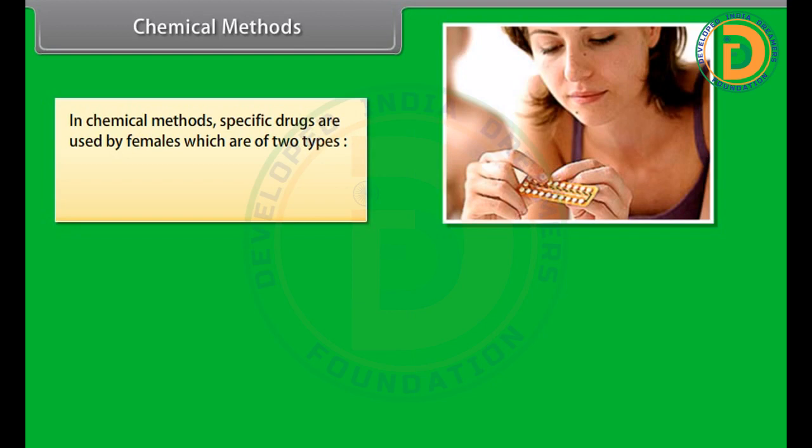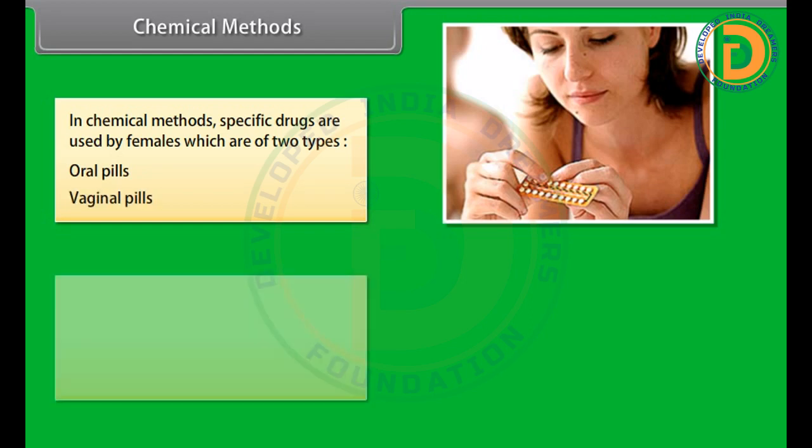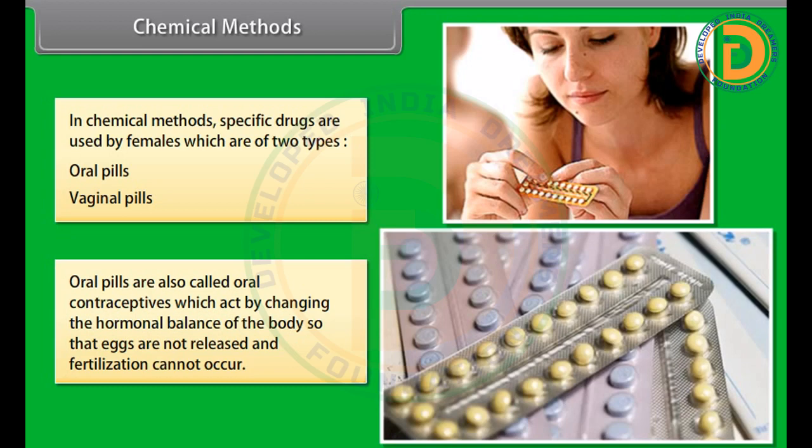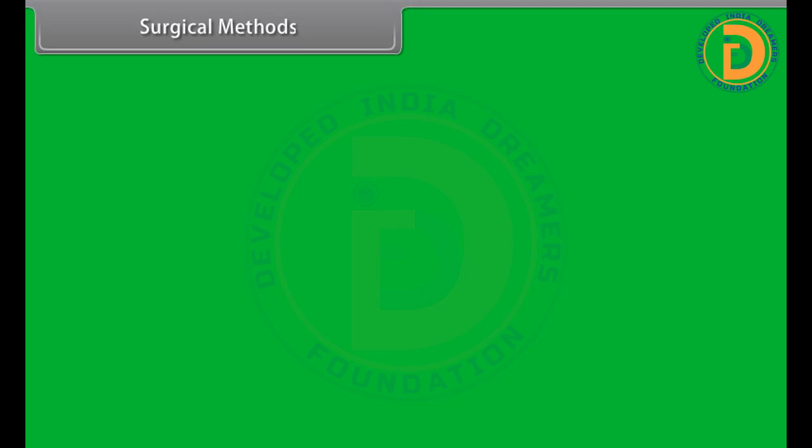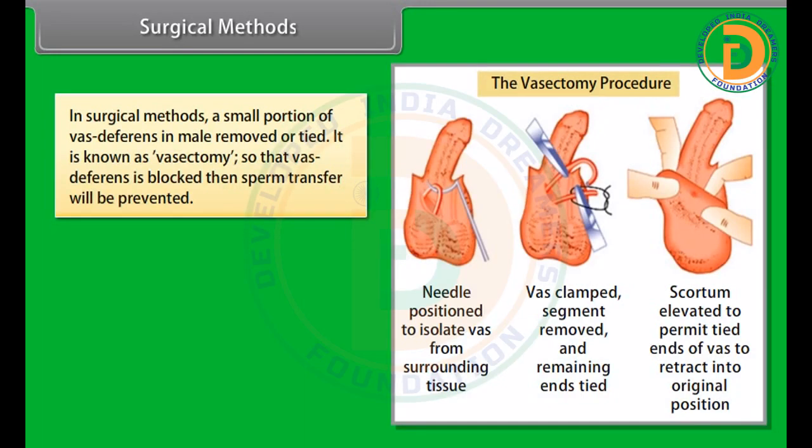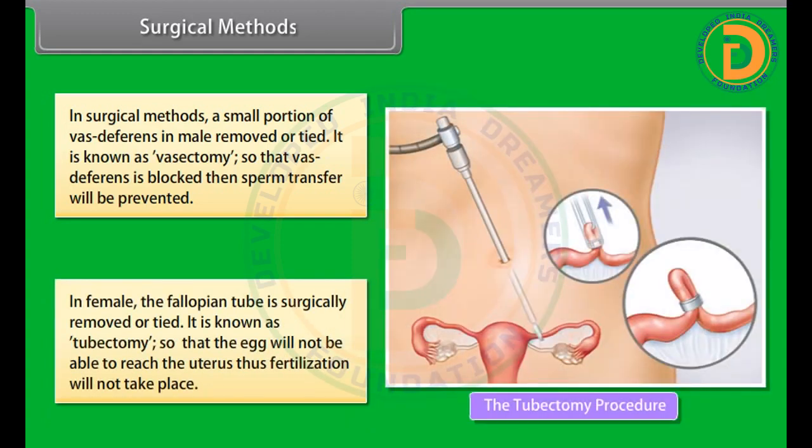Chemical methods. In chemical methods, specific drugs are used by females, which are of two types: oral pills and vaginal pills. Oral pills are also called oral contraceptives, which act by changing the hormonal balance of the body so that eggs are not released and fertilization cannot occur. Surgical methods. In surgical methods, a small portion of the vas deferens in the male is removed or tied. It is known as vasectomy, so that the vas deferens is blocked and sperm transfer is prevented. In the female, the fallopian tube is surgically removed or tied. It is known as tubectomy, so that the egg will not be able to reach the uterus, thus fertilization will not take place.